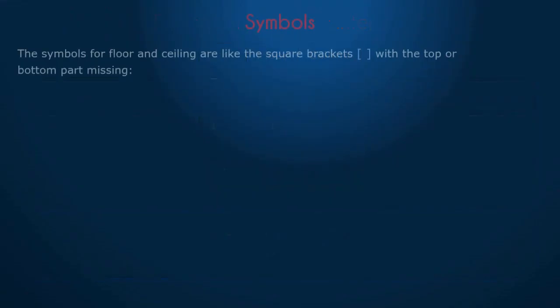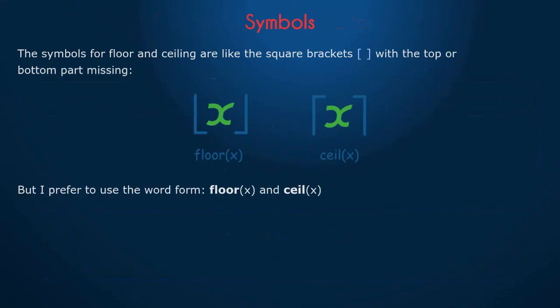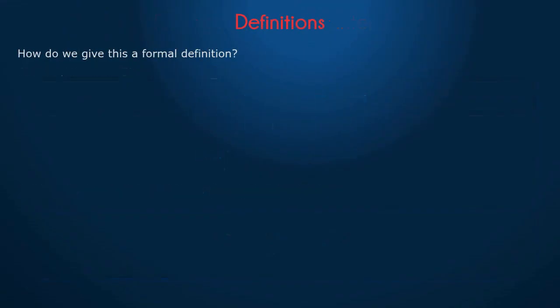The symbols for floor and ceiling are like the square brackets, but with the top or bottom part missing. But I prefer to use the words floor of x and ceil of x. How do we give this a formal definition?